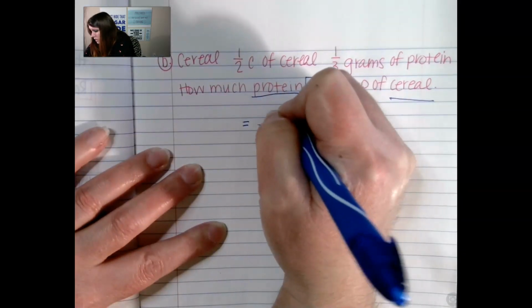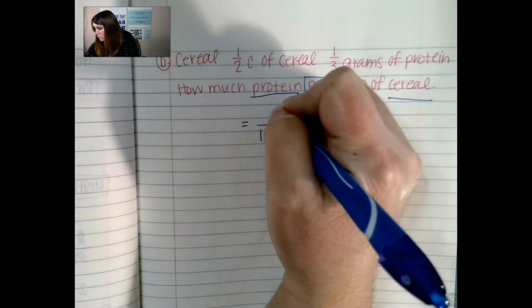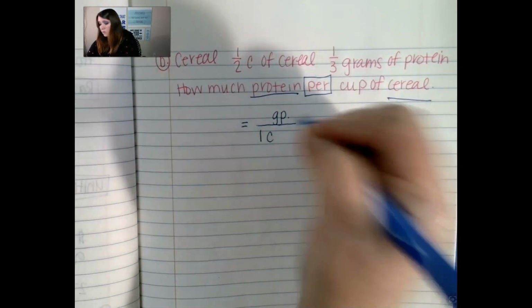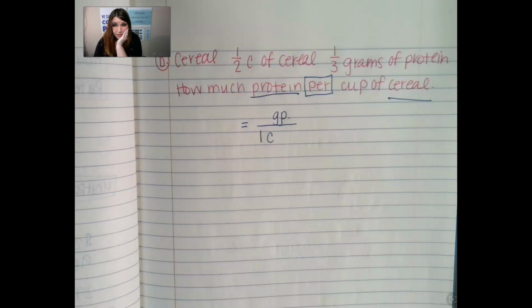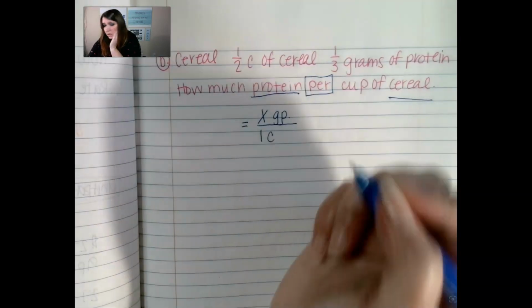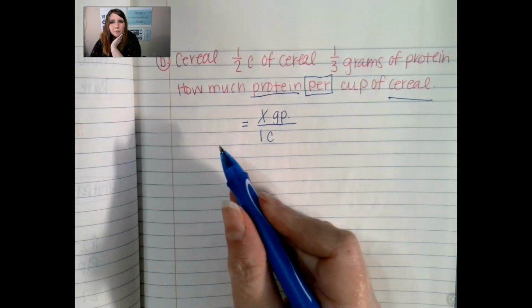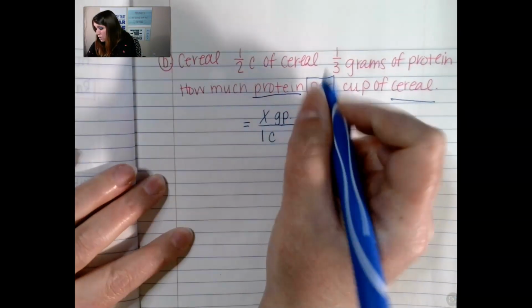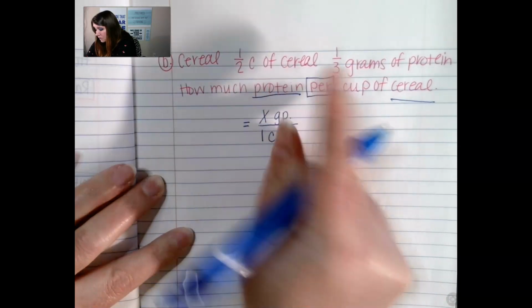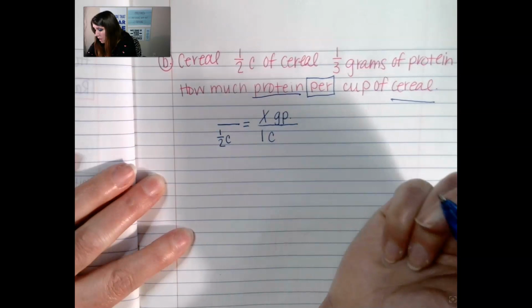All right, so we want to know how much protein, grams of protein. Well, on the other side of this ratio that I'm comparing it to, I'm going to put an X here just because we don't know. So on the other side of this, I'm going to put what I do know. Okay, I do know that there's a half a cup of cereal. So I'm going to put my half cup of cereal on the bottom.